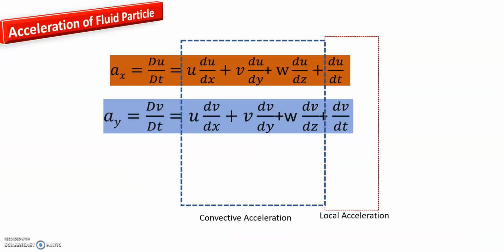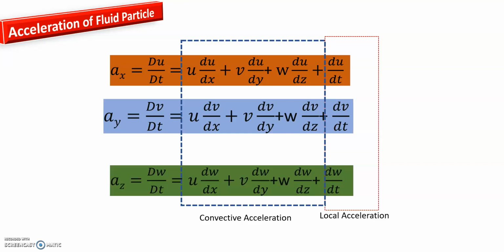So next is local acceleration and convective acceleration. We know the equation of ax, ay and az as u into du by dx plus v into du by dy plus w into du by dz plus du by dt. Similarly for ay and az in terms of v and w.